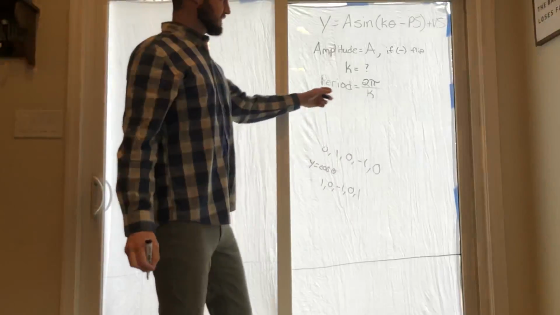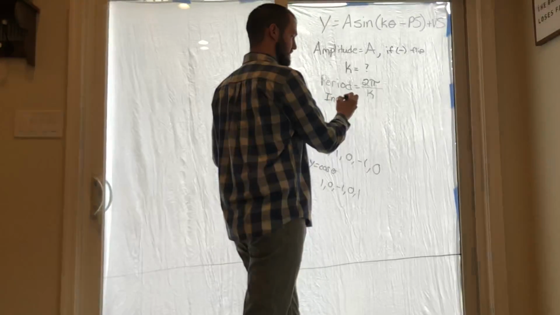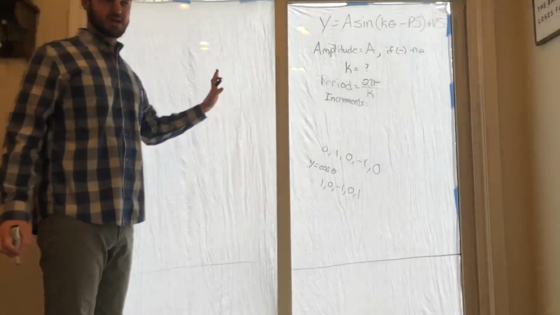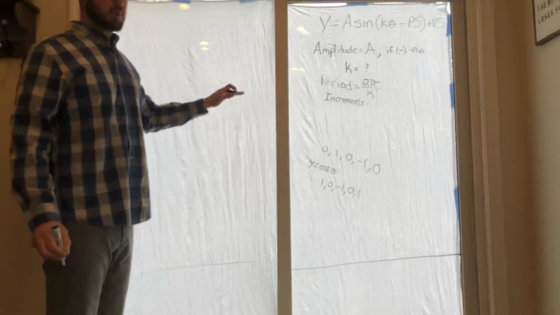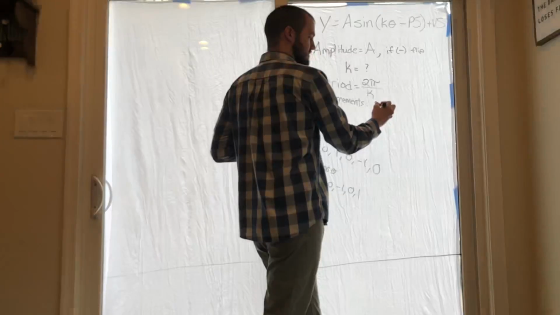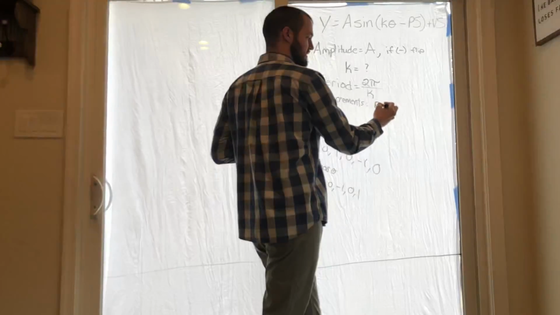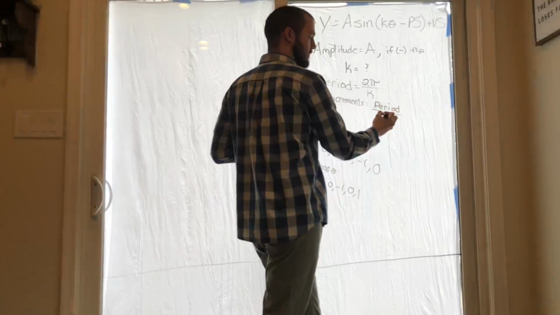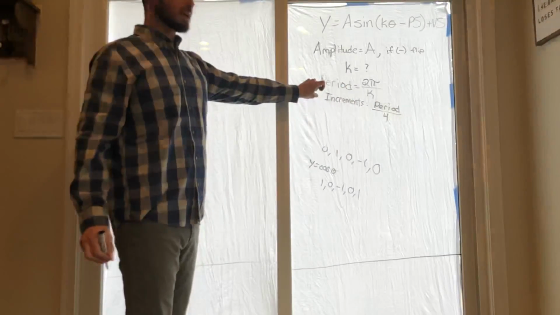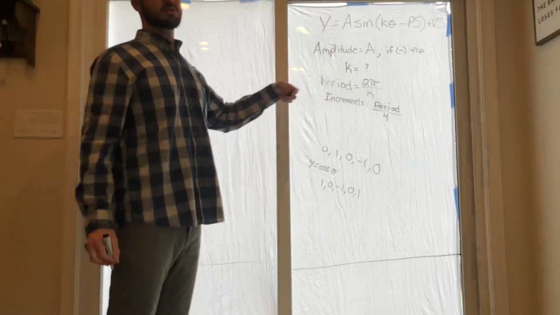The other thing we need to worry about is our increments. That's what you go by, how you count on the x-axis, like we were going by pi over 2, pi, 3 pi over 2, 2 pi. To get that, you take whatever your period is and divide it by 4. This will make a lot more sense as we start doing examples, but they're really important steps that you always need to write down.